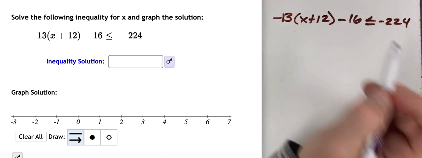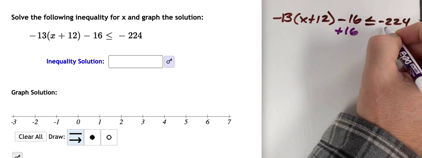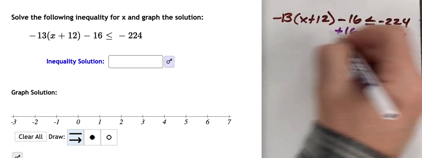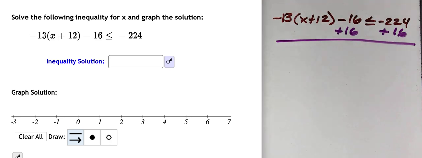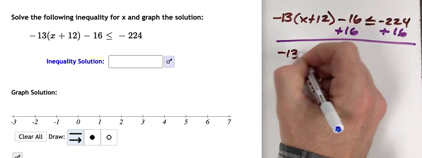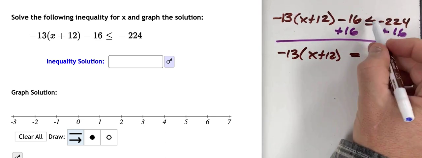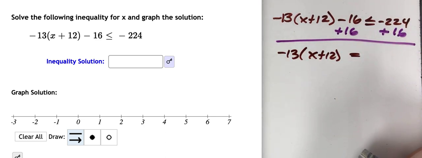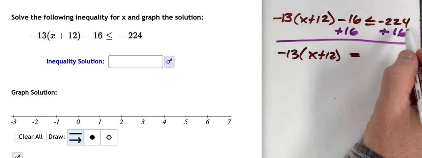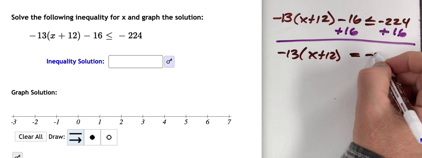So this minus 16 is the first thing I would try to get rid of. I would try to add 16 to both sides to get rid of that 16. As you add 16 to both sides, you're going to then get negative 208 on the right-hand side. So then I've got negative 13 times x plus 12 is equal to, notice I've changed it to an equal sign for right now. I'll talk about that in just a moment. Then is equal to negative 208.